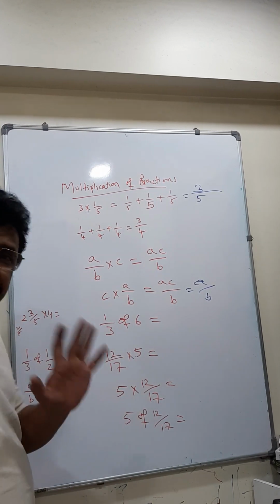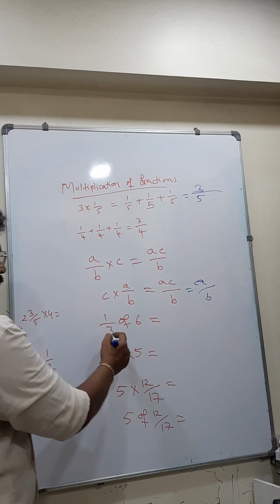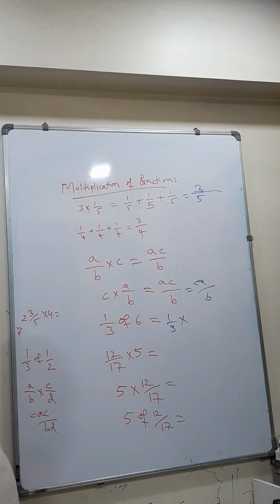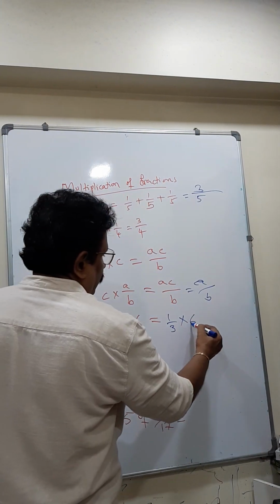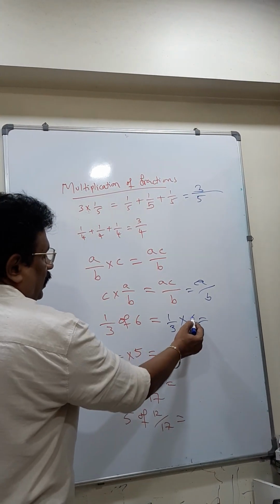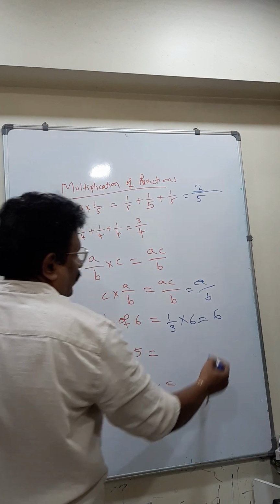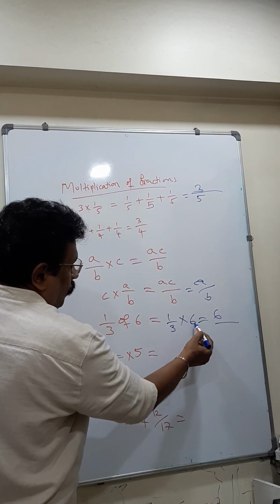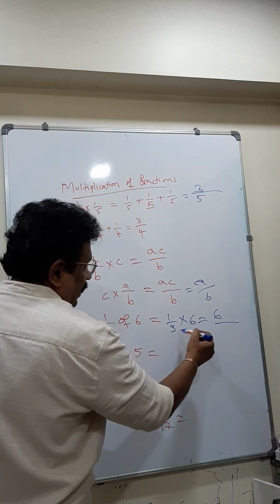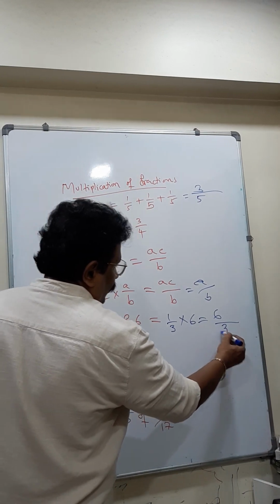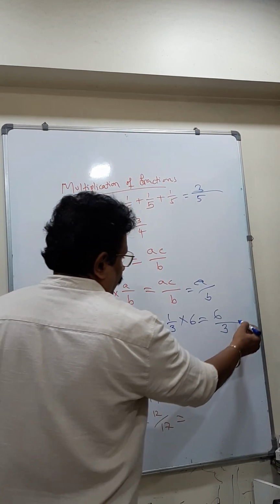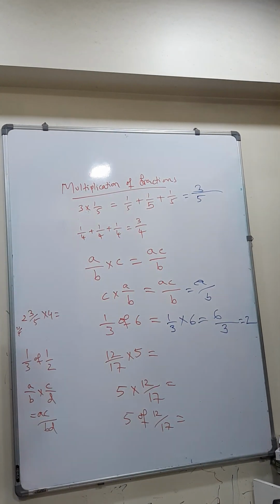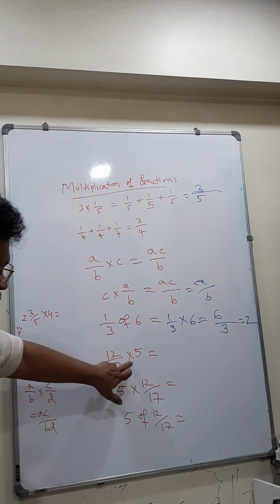Now 1 by 3 of 6. The meaning of "of" is multiplication. So 1 by 3 of 6 means in place of "of" I put one multiplication sign, 6. That is numerator into numerator, 6 ones are 6 upon denominator into denominator. 6 alone on top means the denominator below is 1. 3 into 1, that is 3. 6 by 3, that is 2. Answer is 2 here.